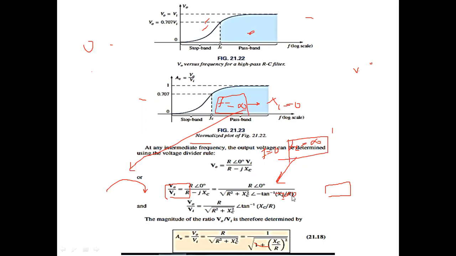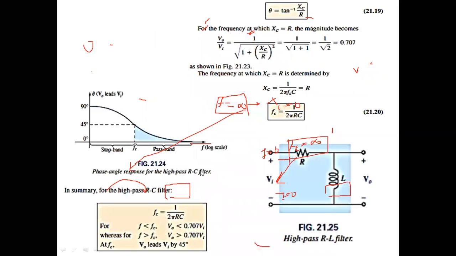Same as we were taking common the XC in the low pass filter. Now considering the case of X equal to R, the cutoff frequency. So we will get one from this ratio, so 1 plus 1. So 1 over square root 2 is equal to 0.707. This is the case where the XC is equal to R.